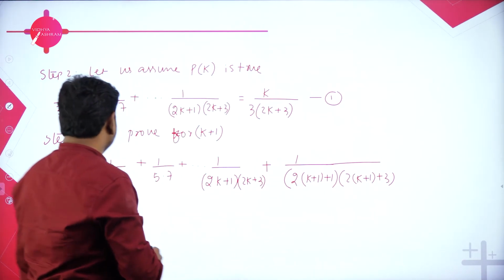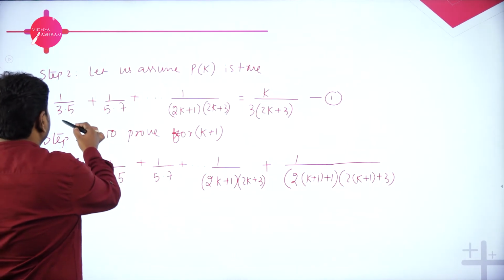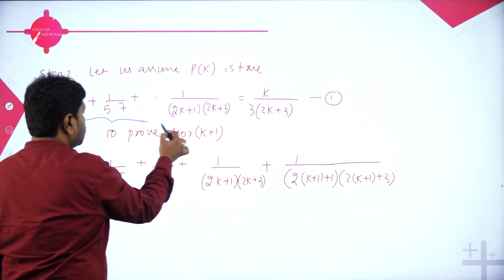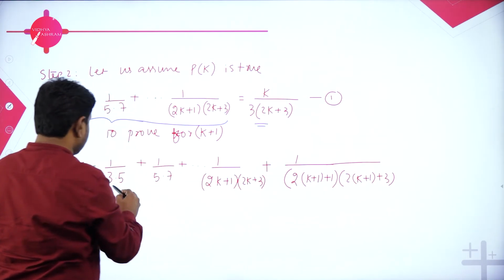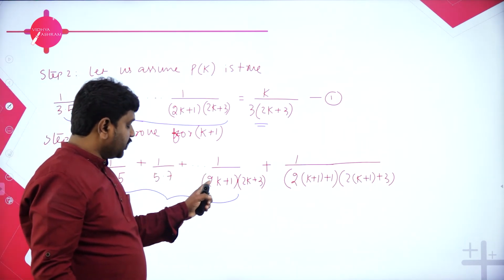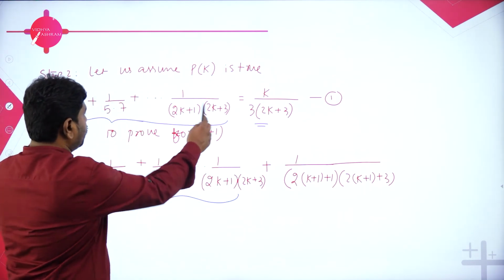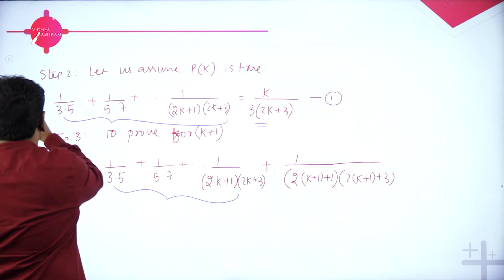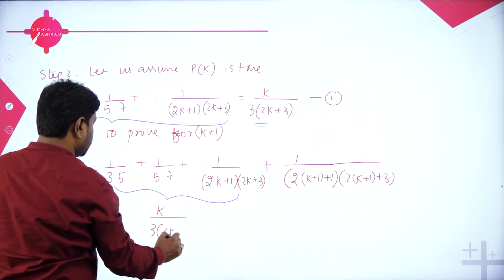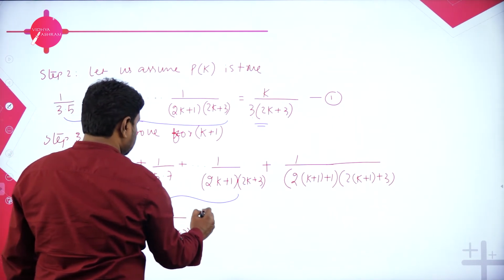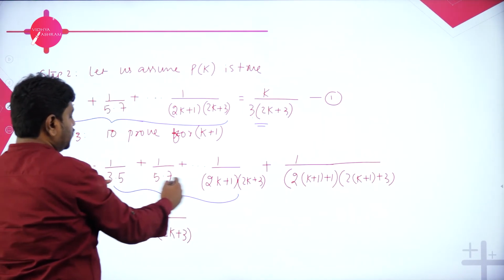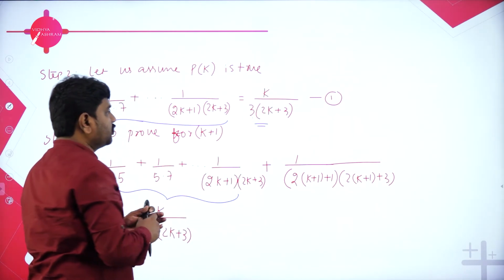Now simplify this. If you observe, 1 by 3 into 5 plus 1 by 5 into 7 till this part can be replaced with this. So here we have the same thing: 1 by 3 into 5 plus 1 by 5 into 7 plus so on, 1 by (2k plus 1) into (2k plus 3). This whole value is equal to k by 3 into (2k plus 3), so we can replace it with k by 3 into (2k plus 3), because they are equal, plus the next term. Dear students, whatever I have underlined here can be replaced by this equation because we assumed it is true.